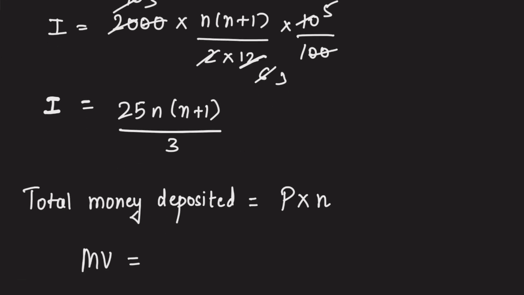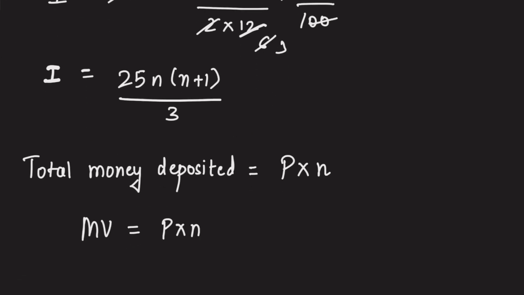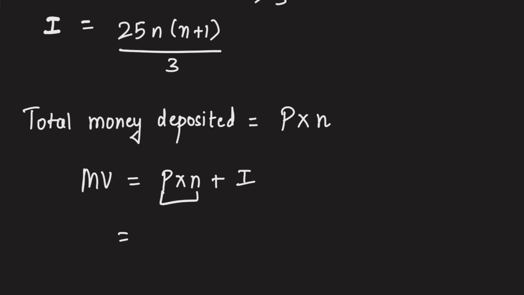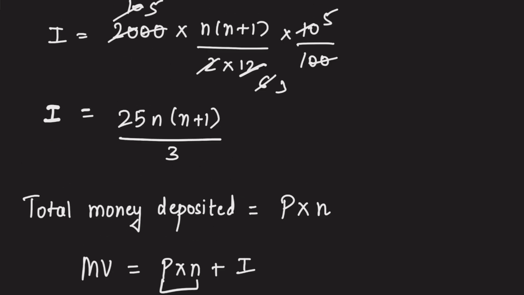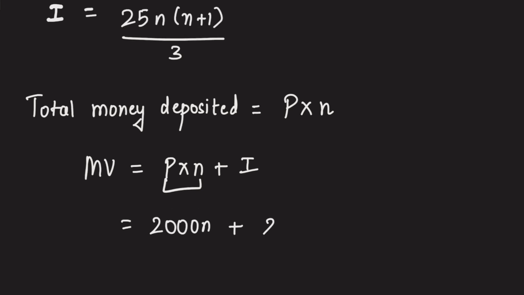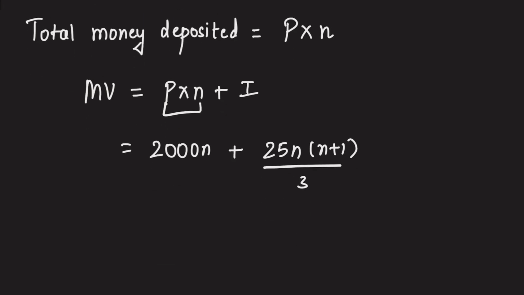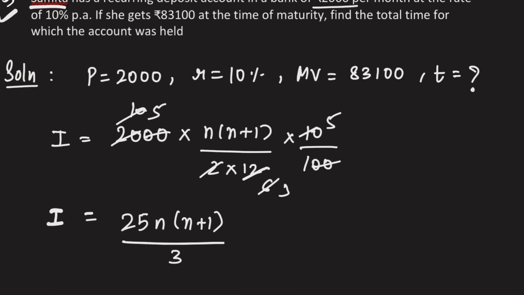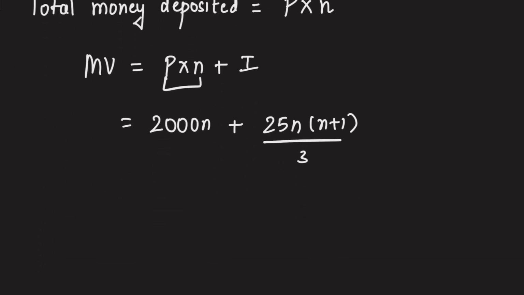How to find out the maturity value? It is P into n plus I, right? This is the total money deposited. So P into n, that is, what was the value of P? It was 2000, right? 2000 into n plus I is 25n into n plus 1 divided by 3. Alright, let's solve it. Anything else? MV is also given, 83,100.